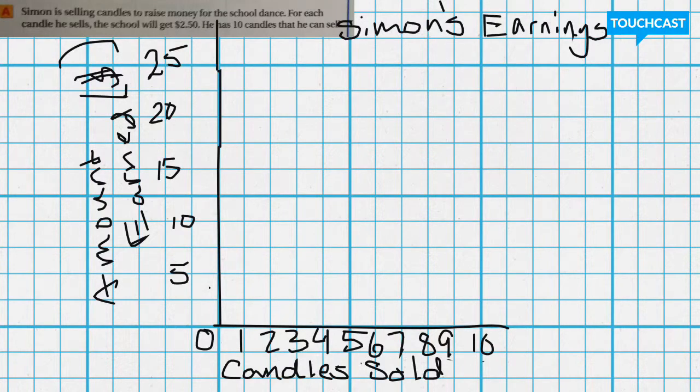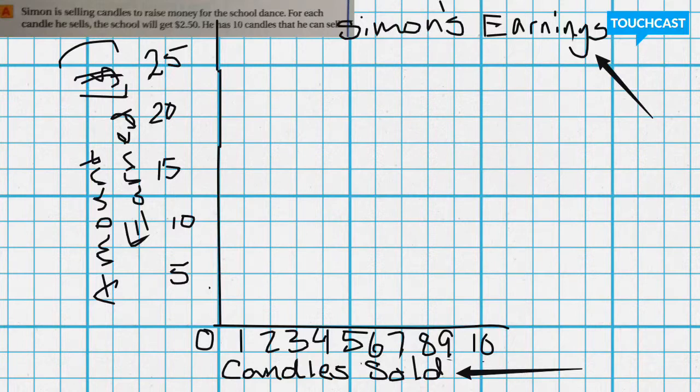Alright, so there are a couple important things that this graph needs. One of those is a title. We are talking about how much Simon can earn. So our title would be Simon's earnings. One of our axes needs to represent the amount of candles that Simon sells. So the candles sold. We know he has up to 10 candles he is able to sell, so we'll just go up to 10.